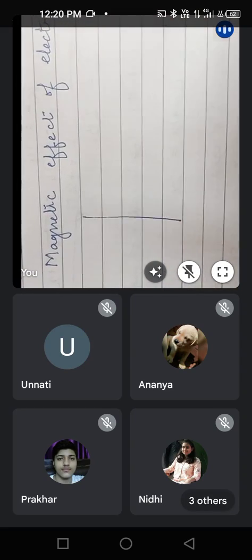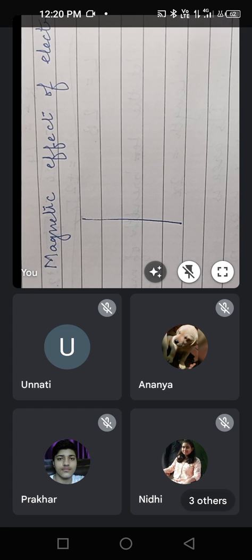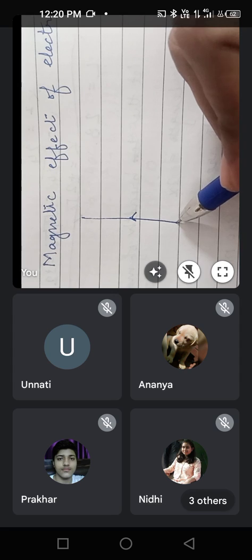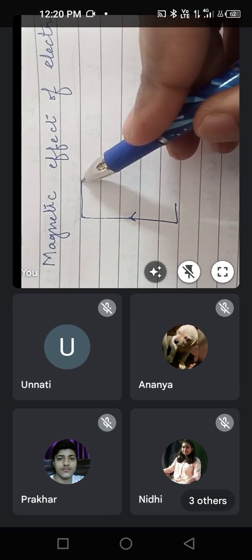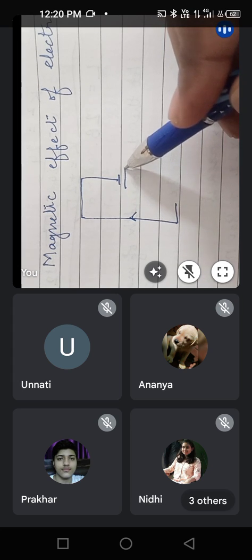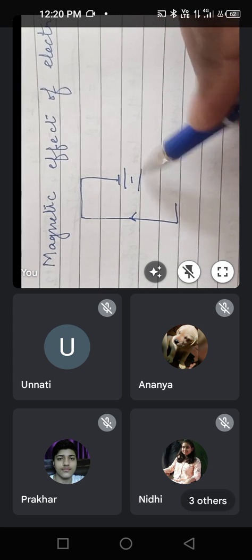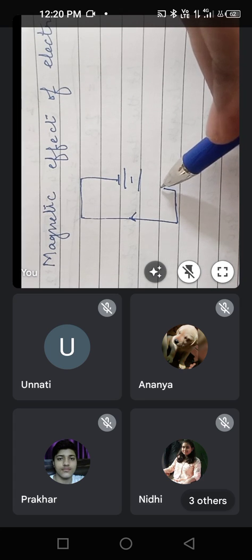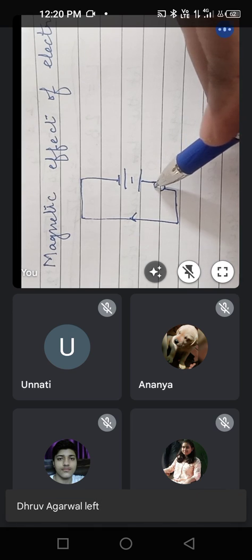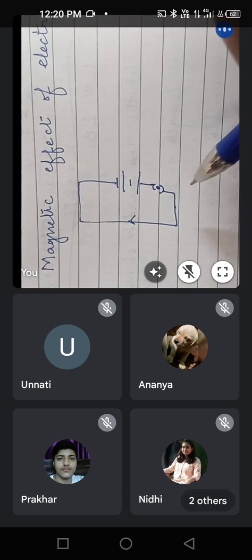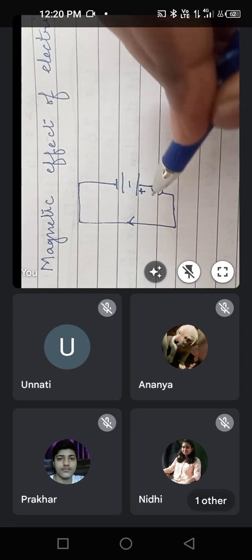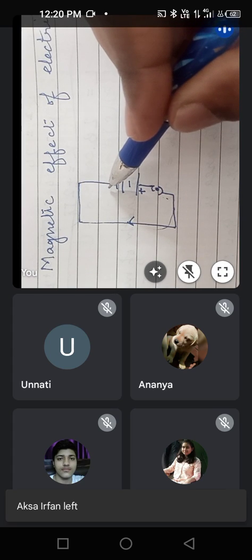Magnetic effect of electric current. If you take a wire and allow electric current to pass through it, there is a wire here, and through this wire an electric current is passing. This is an open circuit, now it is a closed circuit. Current is flowing, from the positive to the negative terminal. This is the direction of the flow of current.